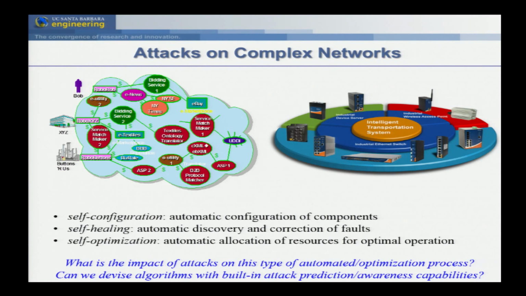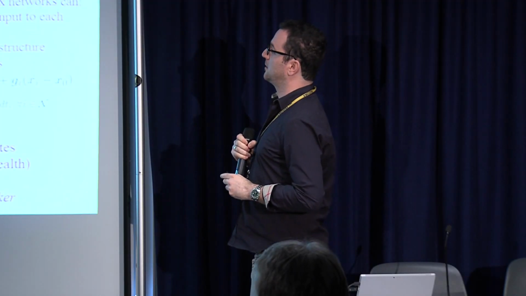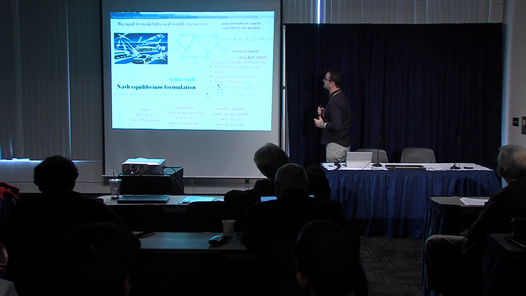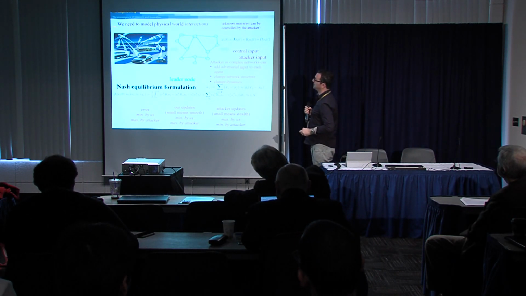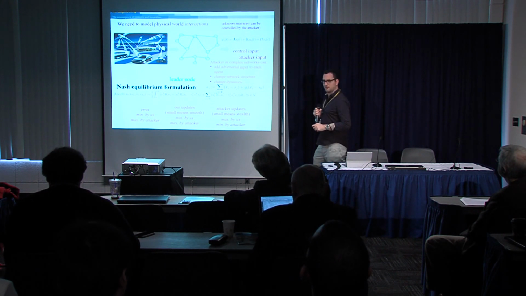And so our algorithm has to have built-in attack awareness capabilities. And also, we have to consider what is the impact of this type of automated optimization process. So now, since there's a lot of interaction between car, infrastructure, vehicle, road, et cetera, then we can model everything with a graph.